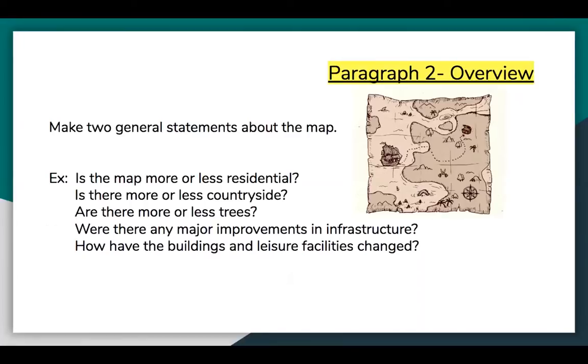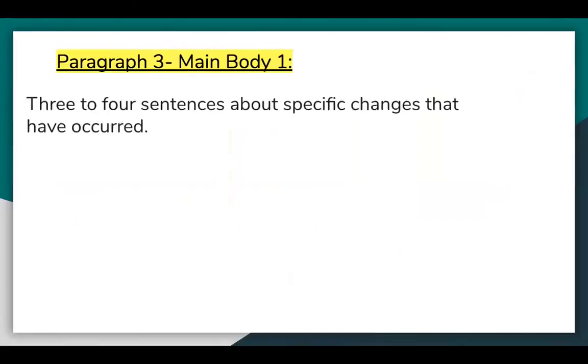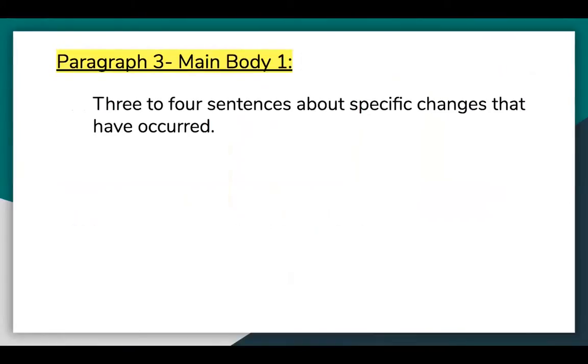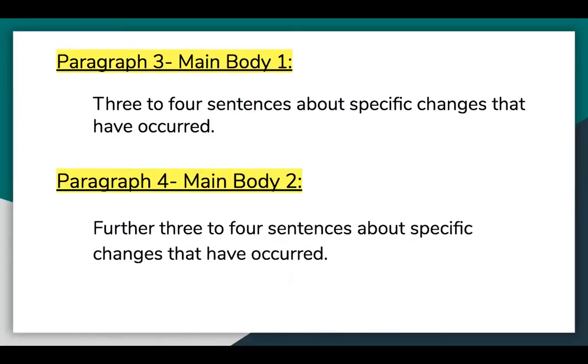Okay, next. Paragraph 3, map 1. There are 3 to 4 sentences about specific changes that have occurred. Paragraph 4, map 2. Further 3 to 4 sentences about specific changes that have occurred.